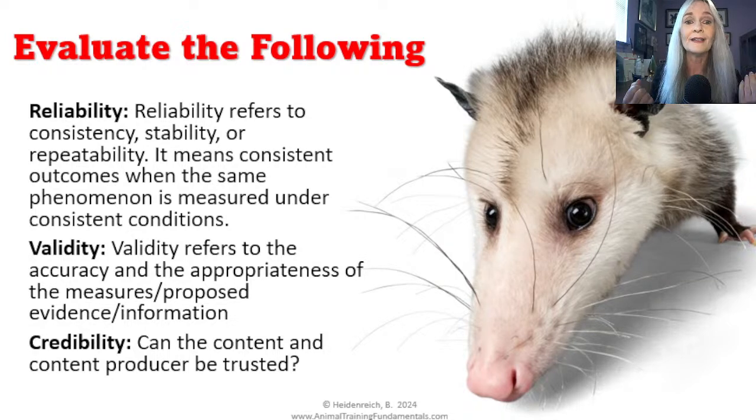We're going to look at reliability, and that refers to the consistency, the stability, or the repeatability. It means consistent outcomes when the same phenomenon is measured under consistent conditions. Validity refers to the accuracy and the appropriateness of the measures proposed, the evidence and the information. And then credibility: can the content and the content producer be trusted? There are more things you can measure, but these are some big ones that we can look at.